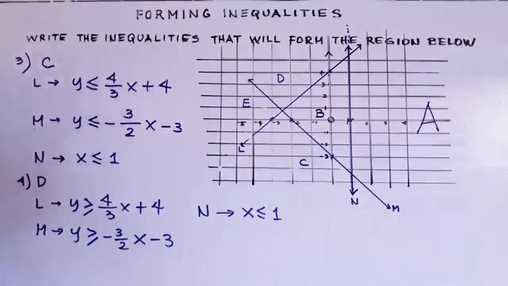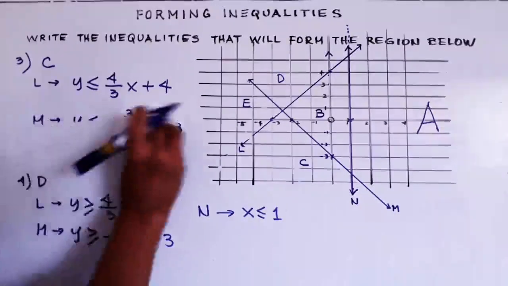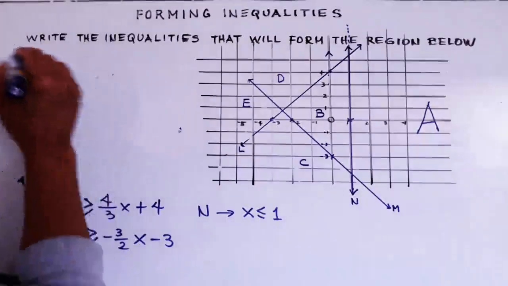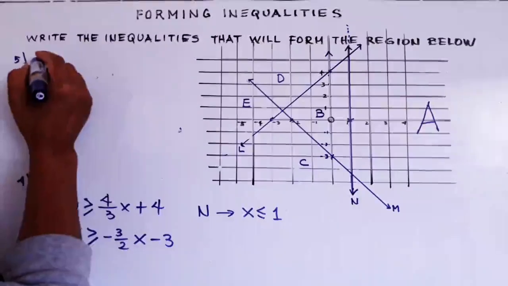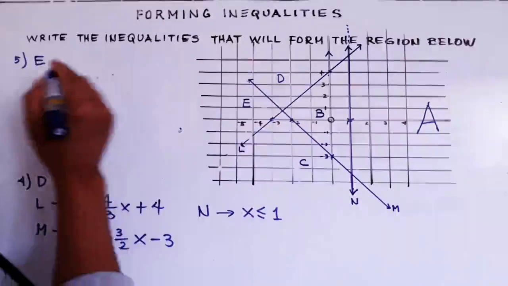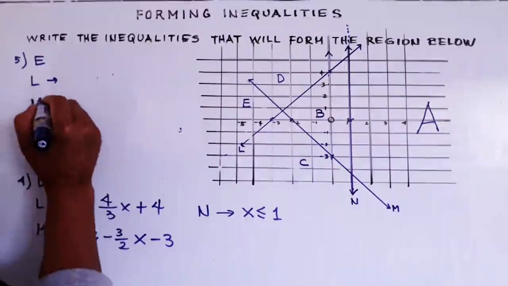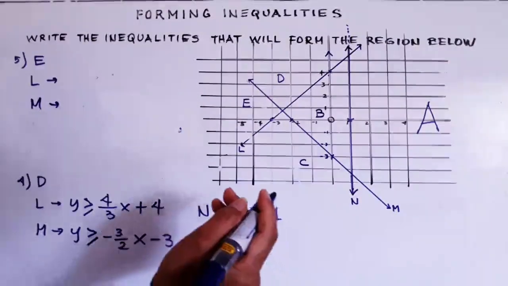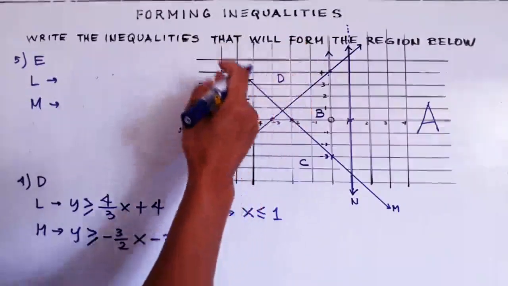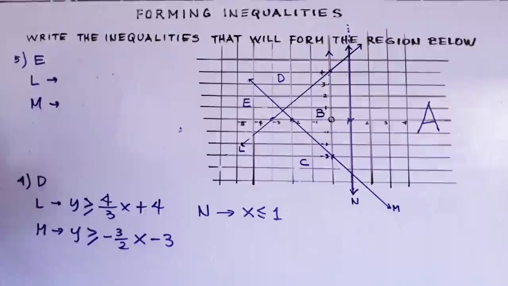Okay, let's have the last one, letter E. So for letter E, I'm going to erase this one. Anyway, we have the equations here, so we can find and easily put it here. Number 5. So for number 5, it's for region E. And for region E, we have only 2. We have the line L and the line M. Letter N, no. We don't put that one anymore because we are only concerned which of these 3 inequalities will be the fence, something like the perimeter of our region.